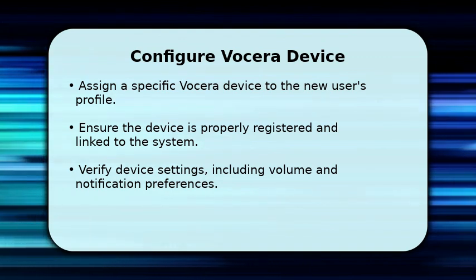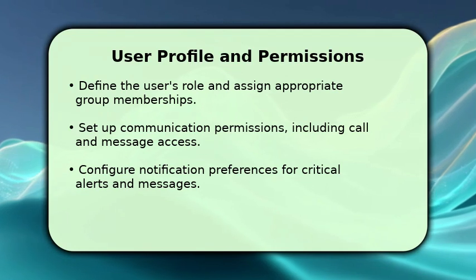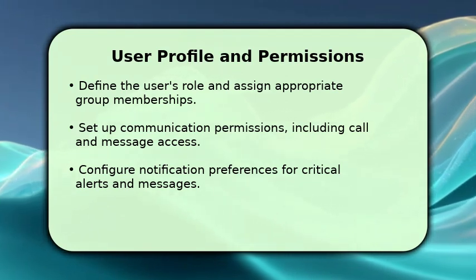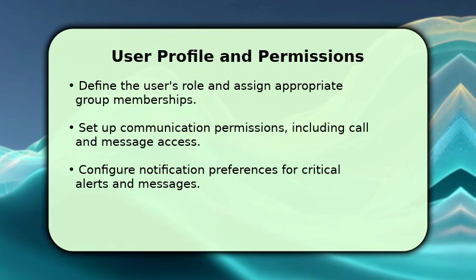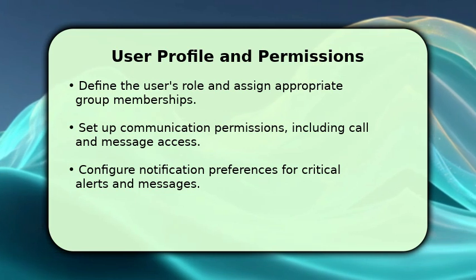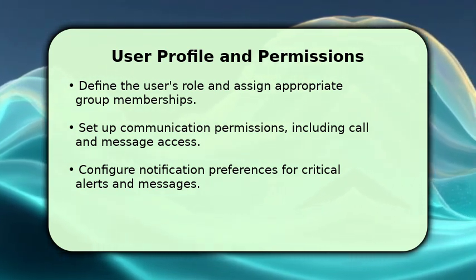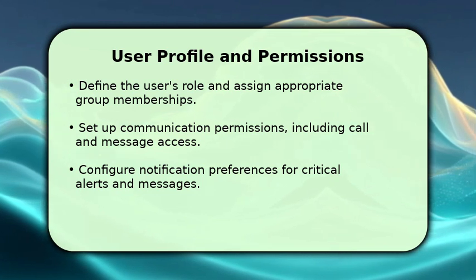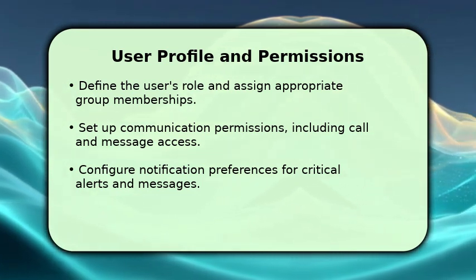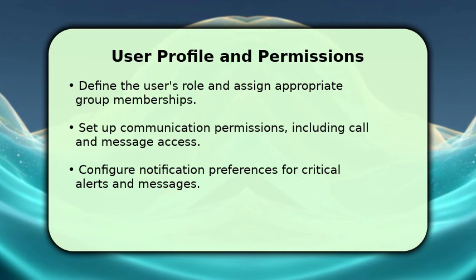Take a moment to verify the device's settings, such as speaker volume and notification preferences, to match the user's needs and work environment. Now, let's focus on the user's profile and permissions. Define the user's role within the organization and assign them to relevant communication groups. This ensures they can interact with the correct teams. Set up their communication permissions, specifying who they can call and message. Finally, configure their notification preferences for critical alerts and routine messages, ensuring they receive important information promptly.